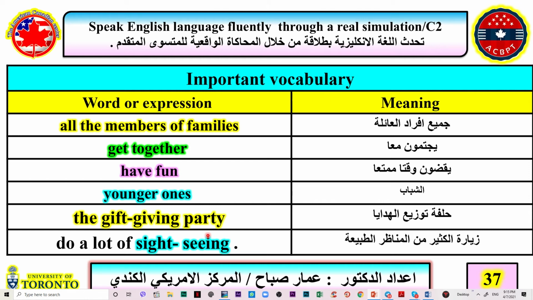So, if someone is ready, he can read his answer. If we have someone ready, he can. Okay, no problem, we will go over it at home. It's okay. Eid al-Fitr holiday, yes, I'm listening.